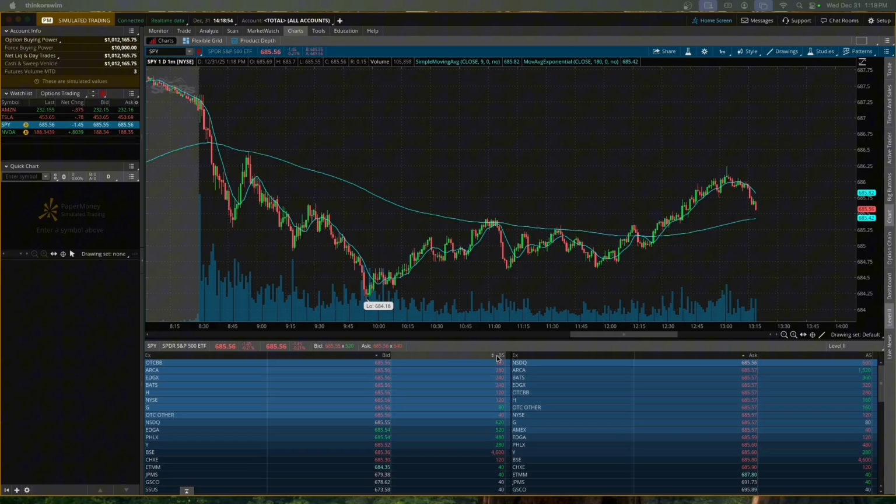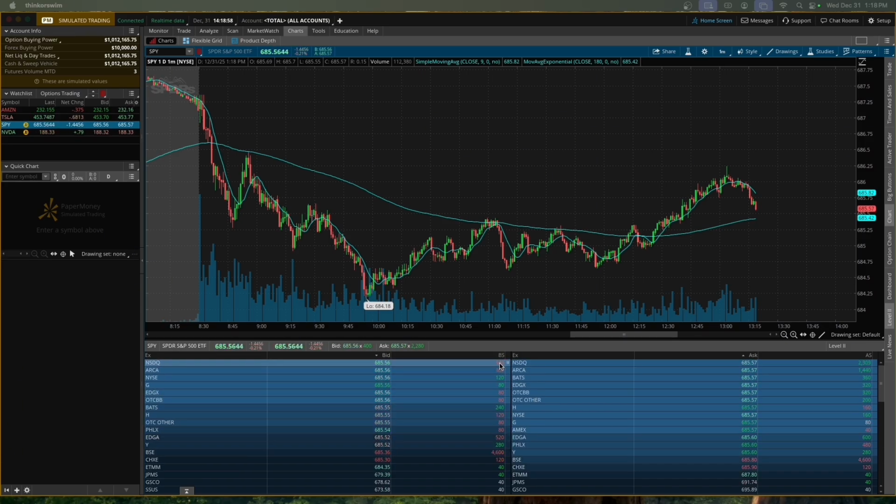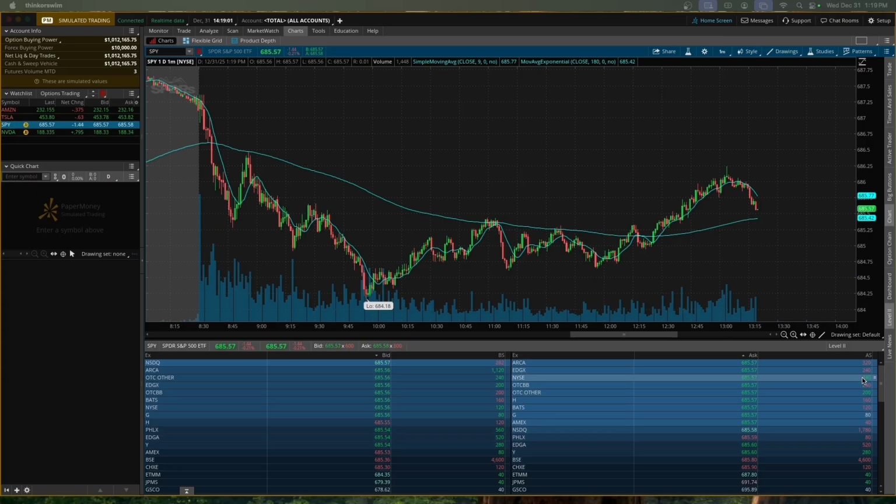So say I wanted to change it to 1,000 and I would only see orders over 1,000, and then I would see the same thing on this side. But essentially, level 2 just gives you insight into the price action and what buyers and sellers are doing.